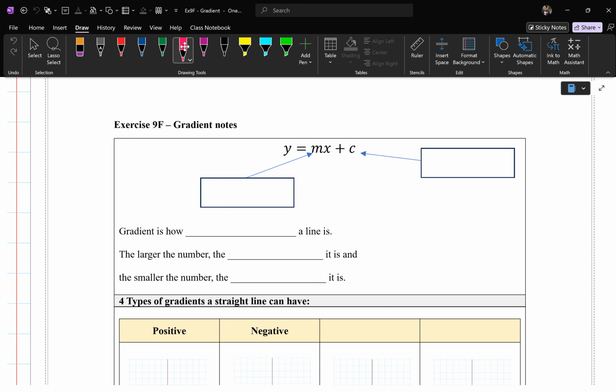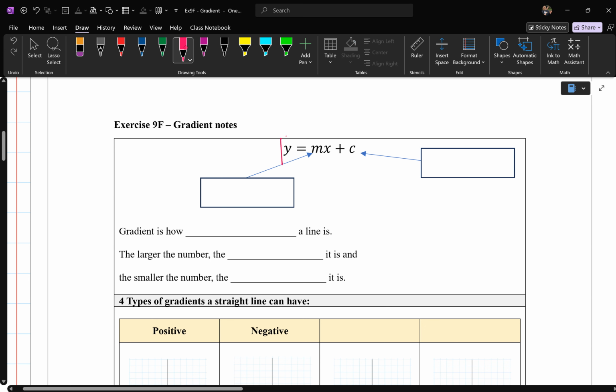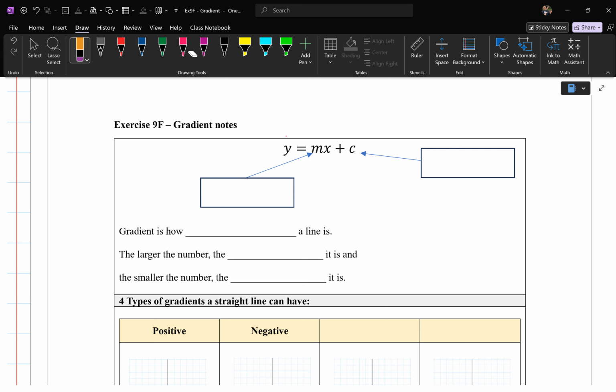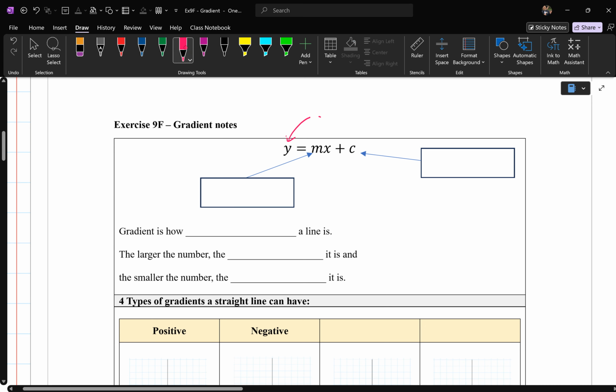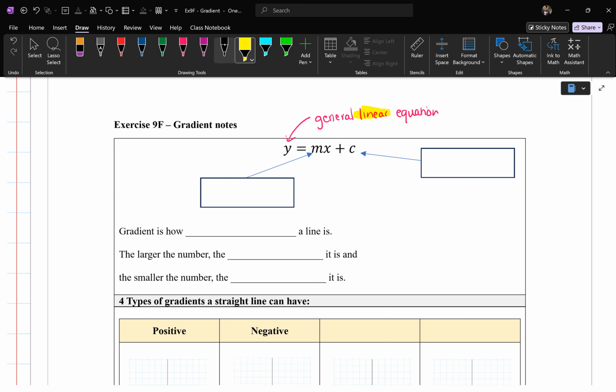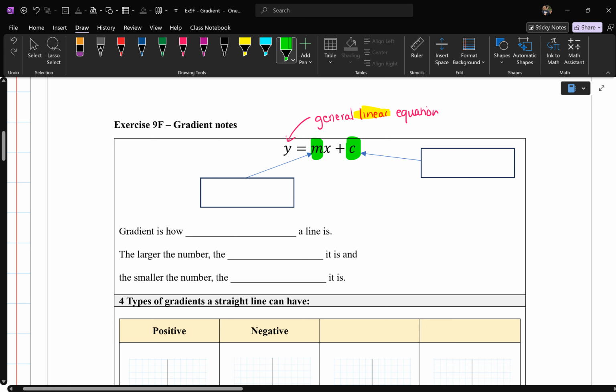Every straight line equation can be formed in this equation here. What I've just boxed around is called your general linear equation. And linear just means straight line. So for every straight line that you want to draw, it will look something like y equals mx plus c. The two key components that are very important in this equation are m and c.